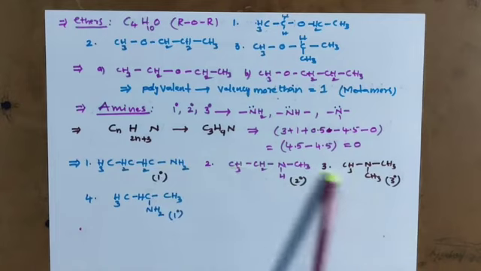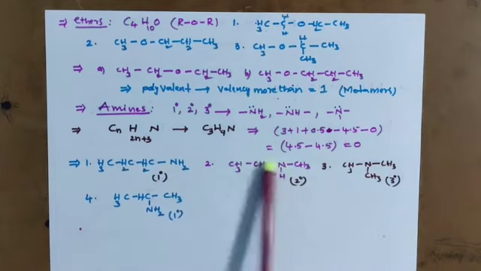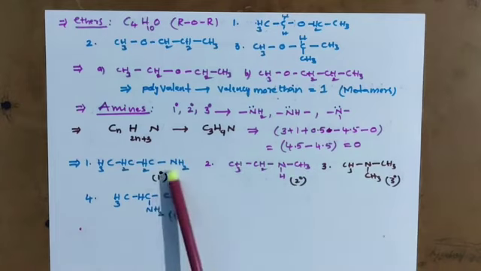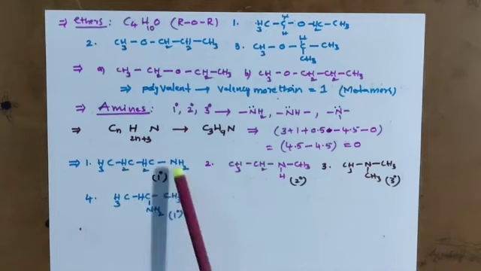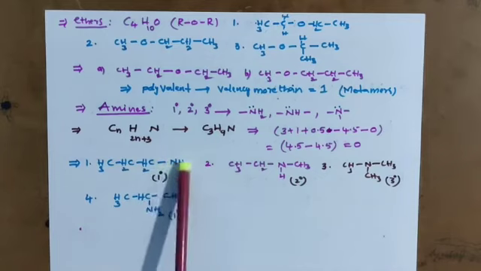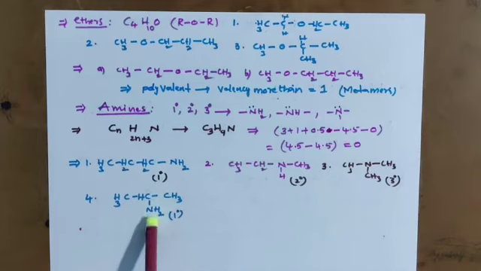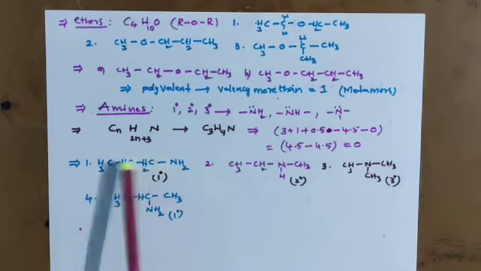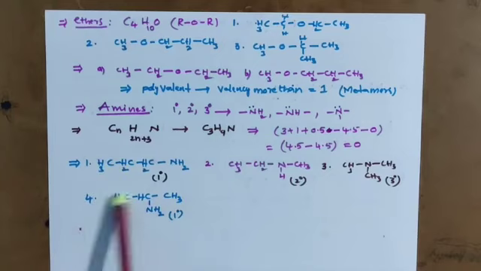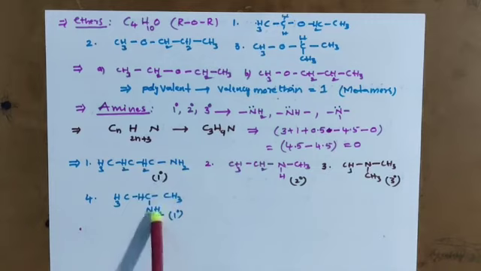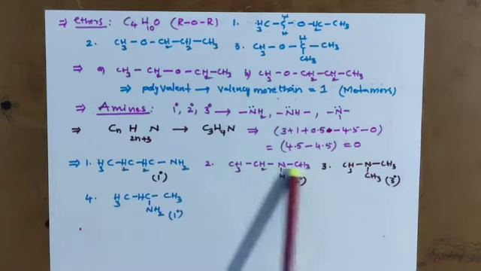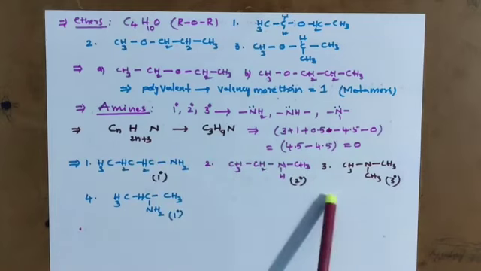But these 3 are functional group isomers. These 2 are position isomers again. Here NH2 group with the first carbon. Here NH2 with the secondary position. 1, 2, 3. Chain same. Position of NH2 group different. So these 2 are position isomers, and these 3 are functional group isomers. Together 4 structural isomers you are getting.